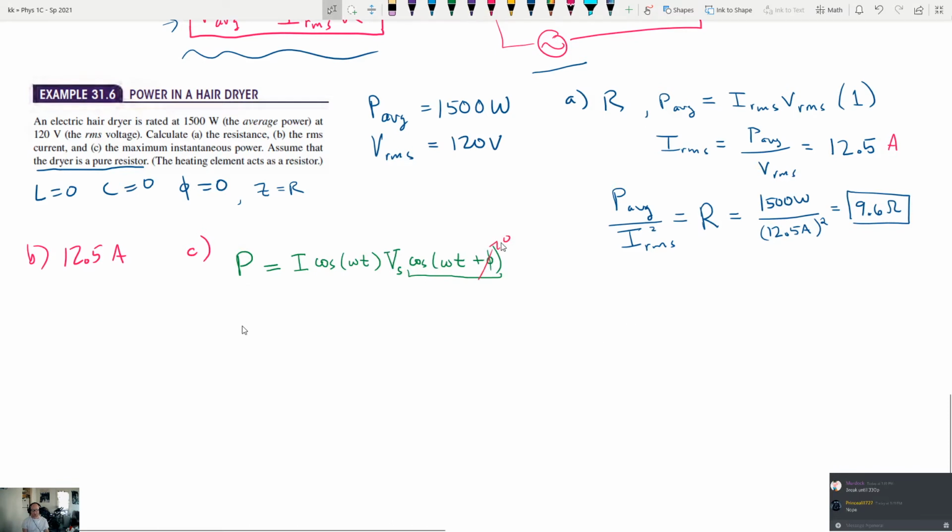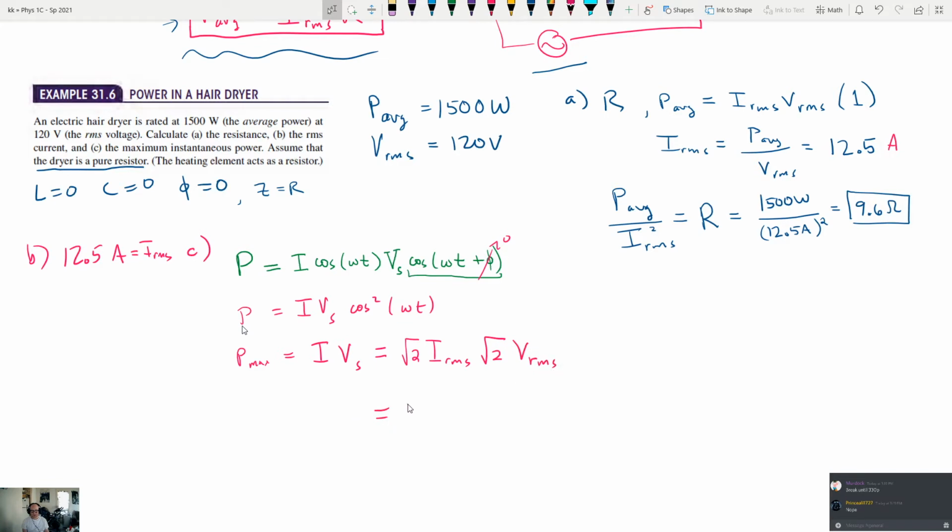And since phi is zero, this becomes just I times Vs times cosine squared of omega t. But the maximum value of cosine squared omega t is going to be 1. So your maximum power output is going to be basically just I times Vs. So this was IRMS right here. If I want to get maximum voltage, I need to do root 2 times IRMS. That's what I is going to be equal to, and then root 2 times VRMS, both of which were given. So we're going to get 2 times IRMS, which was 12.5 amps, and we multiply by VRMS, which is given as 120 volts.